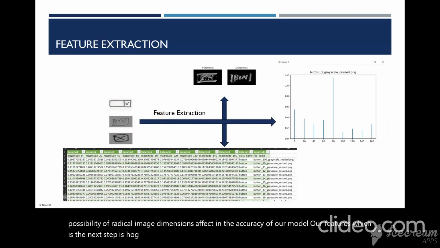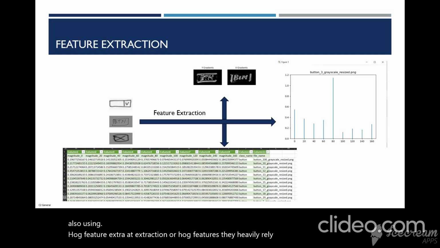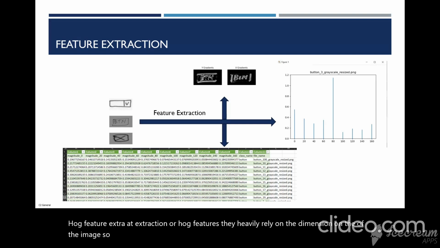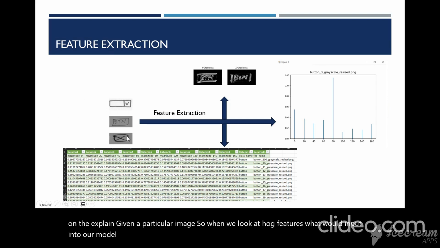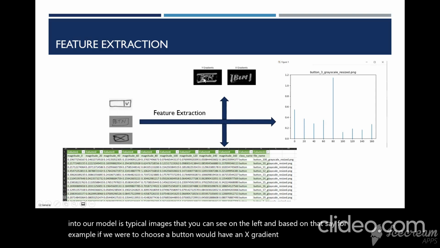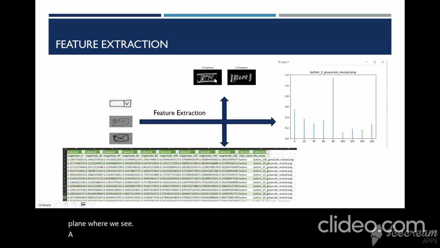They depend on distance. So we're using a KNN, and we're also using HOG feature extraction. HOG features heavily rely on the dimension of the image. If you look at it, HOG features are the change in gradient on the Y plane and also on the X plane given a particular image. So when we look at HOG features, what we'll input into our model is typical images that you can see on the left, and based on that, say for example, if we were to choose a button, we would have an X gradient changing heavily on the Y plane, where we see a lot of noise on the Y plane rather than on the X plane.